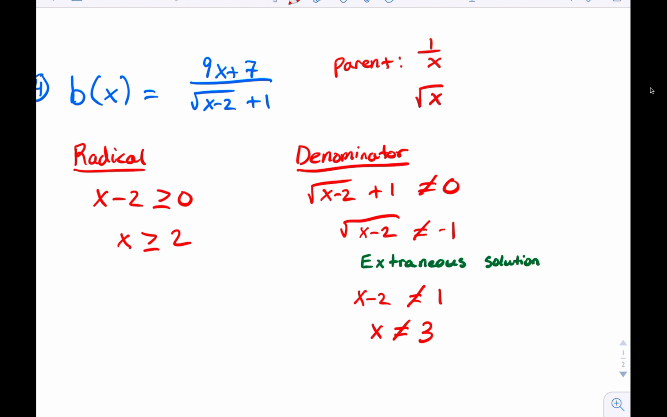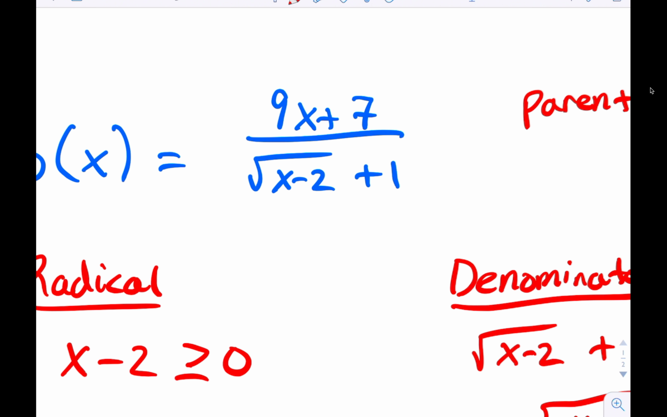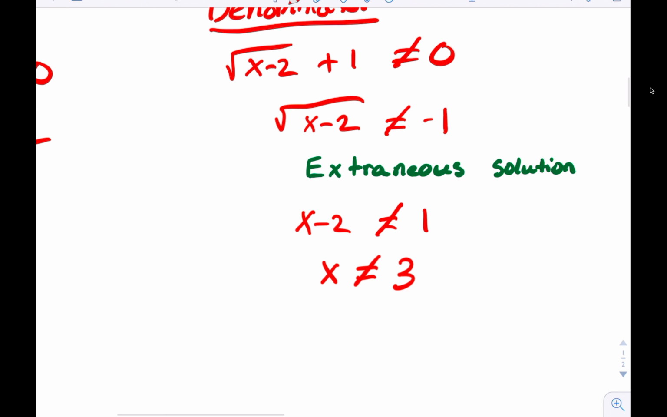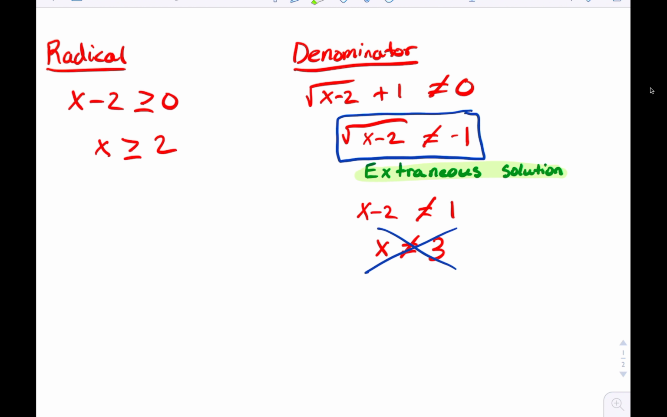If you look at x can't be 3, if I plug that back into my denominator, I would get the square root of 3 minus 2, which is 1. Square root of 1 is 1, plus 1 is 2. So obviously I don't get 0 in my denominator. So I want to actually get rid of this part. This 3 actually will work out. Your clue here is when you get a square root equaling a negative, that's going to imply an extraneous solution, and that's something that you don't want to include in your domain when you write your answer.